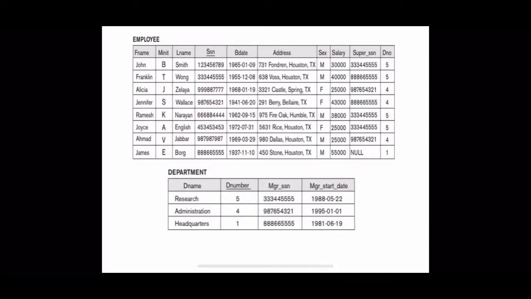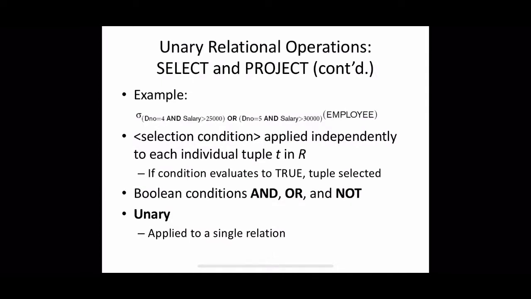Keep in mind these are the tables we populated in the last session. We have an employee table with 8 different employees whose data are populated in the employee relation, and in department we have 3 different departments' information. We are performing some operations on these relations. So this is the syntax of the select operation, and we can see an example.